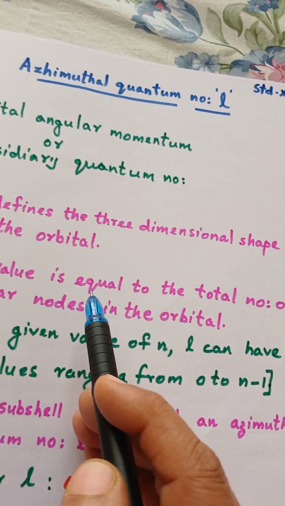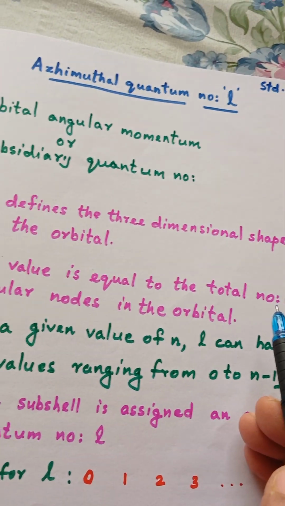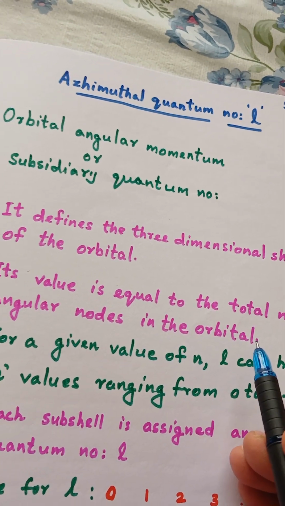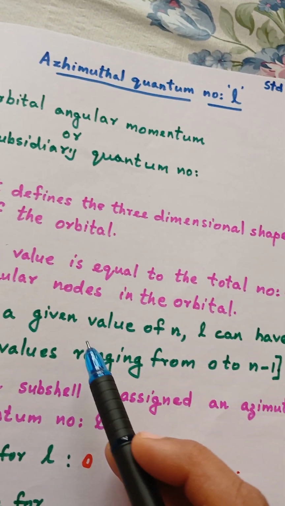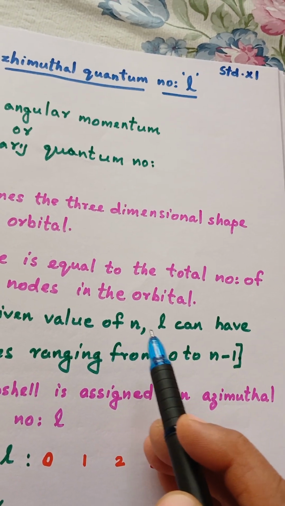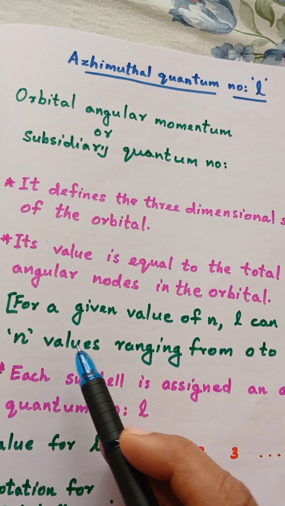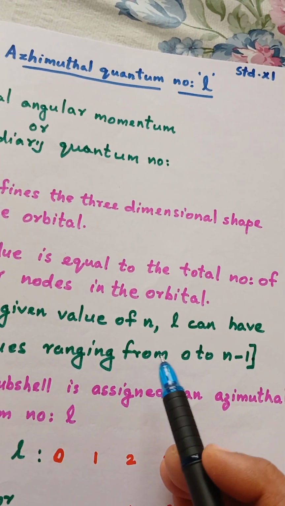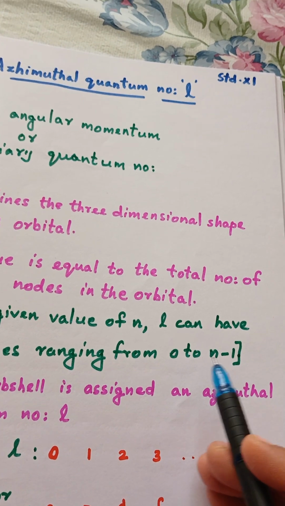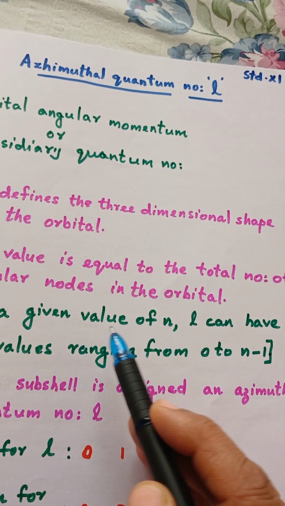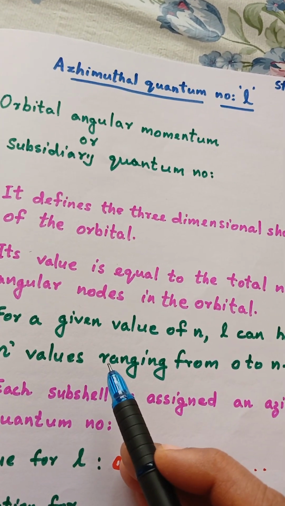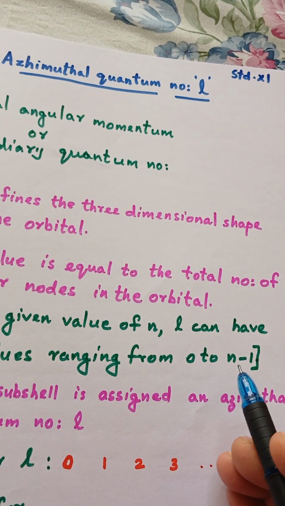Its value is equal to the total number of angular nodes in the orbital. That is, for a given value of the principal quantum number n, L can have n values ranging from 0 to n minus 1. So it will depend on the value of n.